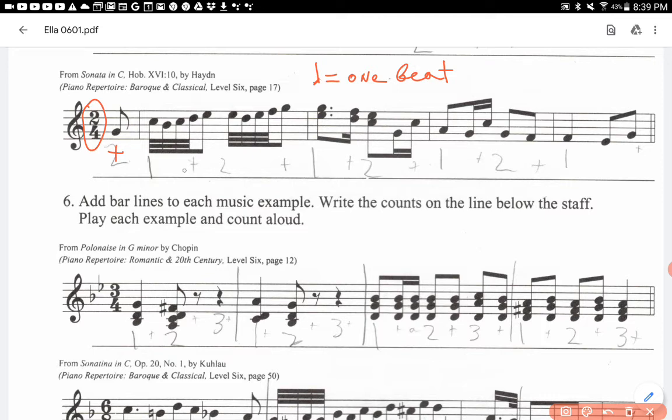Okay, then the rest is almost correct, but again, make sure the 32nd notes are actually going to fit within an eighth note.